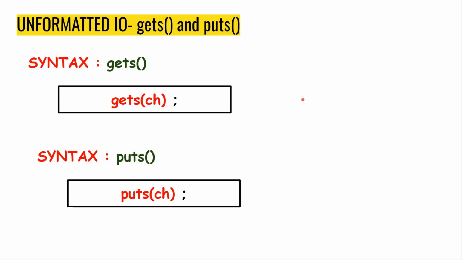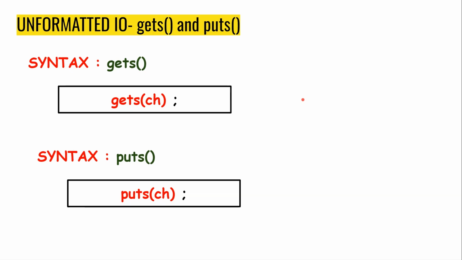Getchar and putchar are used to read and print one character. Suppose you want to read a string, we have another inbuilt function gets, and if you want to display a string, we can use the inbuilt function puts. So gets and puts are used for reading and printing a string, instead of a single character.